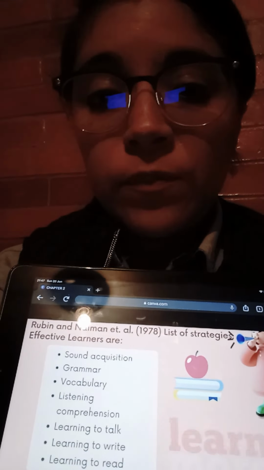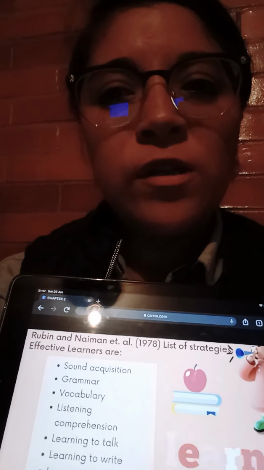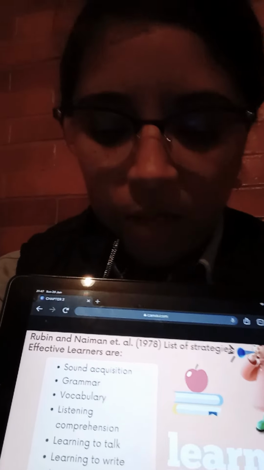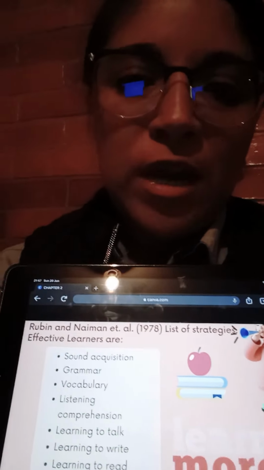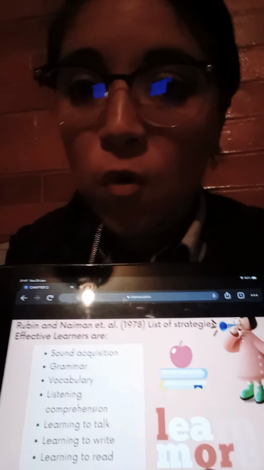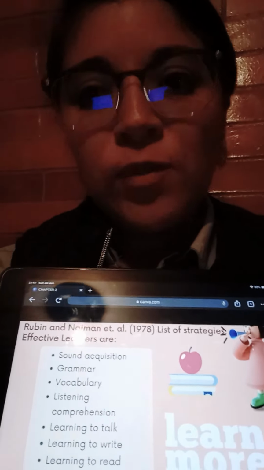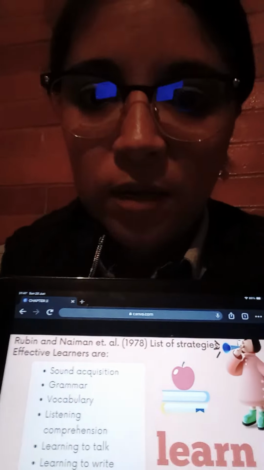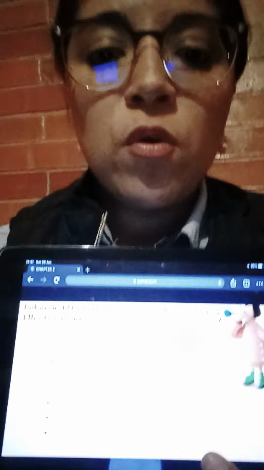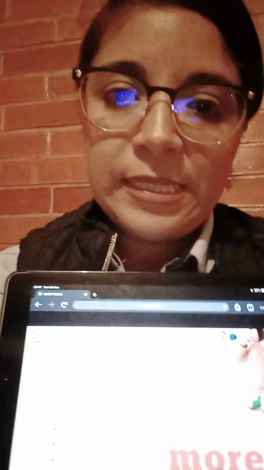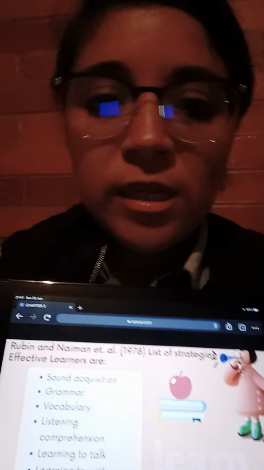Learning to write is also important here, with grammar and vocabulary. Also learn how to write the words properly, and learn to read, to comprehend what you are reading so you can understand it, and then you can reproduce it, or say it again when it's necessary. The information is stuck in your mind.